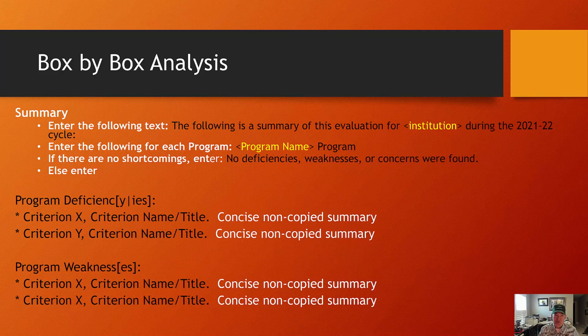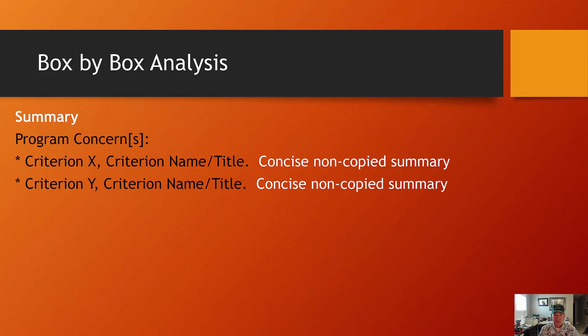In extremis, you can use 2 sentences, but editors kind of like 1 sentence, and you can't copy it from the text that you had earlier in the document. So it's a concise, non-copied summary, preferably in 1 sentence, of why there is a deficiency for that criterion number and that criterion name. And you're going to do that for all of the program deficiencies, and then the program weaknesses, and then the program concerns. Again, concise, non-copied, preferably 1 sentence. Could be 2. 3 is no. Don't do 3. 1 or 2 sentences, preferably 1.